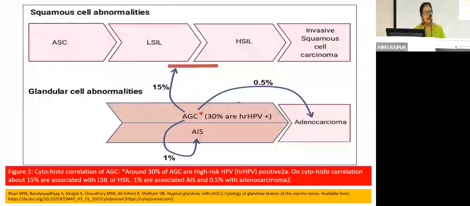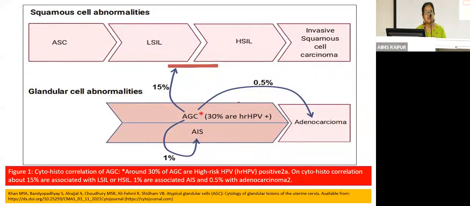Amongst squamous cell abnormalities, the important diagnostic categories are atypical squamous cells, LSIL, HSIL, and squamous cell carcinoma. In the glandular cell abnormalities, the major diagnostic categories are atypical glandular cells, adenocarcinoma in situ, and adenocarcinoma. Out of the three categories in glandular cell abnormalities, the atypical glandular cell category is the largest. And 30% of these atypical glandular cell lesions are associated with high-risk HPV. So 30% will have high-risk HPV types positive.